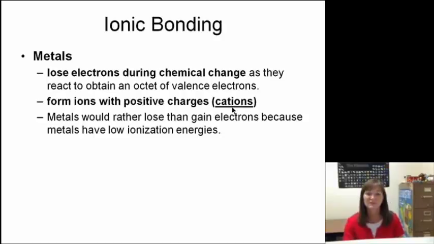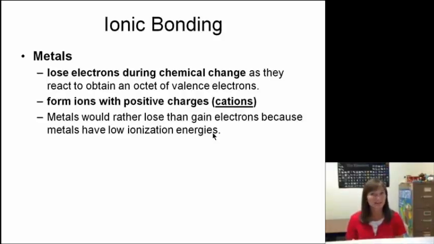Metals would rather lose than gain electrons because metals have a low ionization energy. So if you remember at the end of one of the previous lectures, we talked about the trend on the periodic table and how you know that the atom size decreases as you move from left to right and bottom to top. And then we talked about the ionization energy, which is how much energy it takes to pull an electron off. And I wanted you to know the trend there, that ionization energy increases as you move from left to right and bottom to top. Okay?